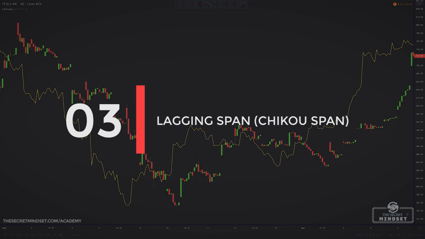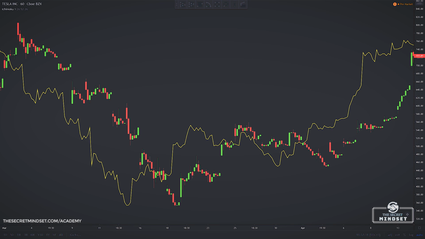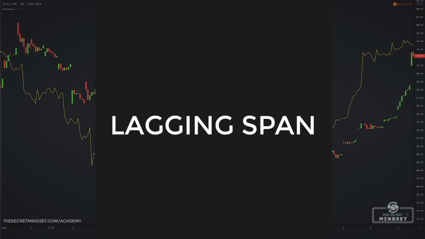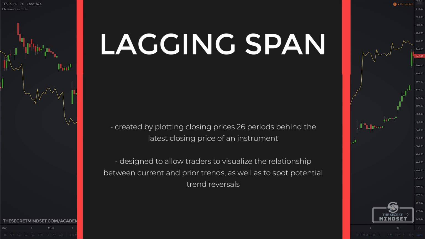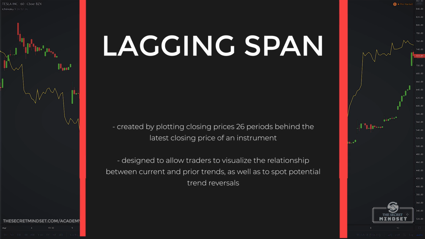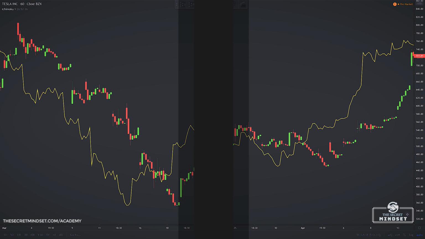Third component, lagging span, also referred to as Chikou span. The lagging span is created by plotting closing prices 26 periods behind the latest closing price of an instrument. This lagging line is designed to allow traders to visualize the relationship between current and prior trends, as well as to spot potential trend reversals.